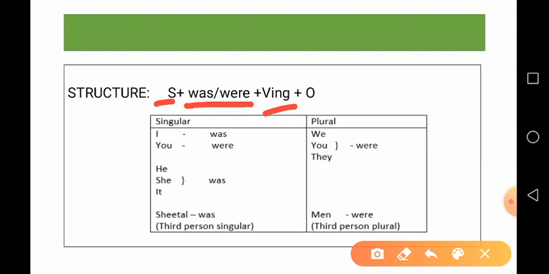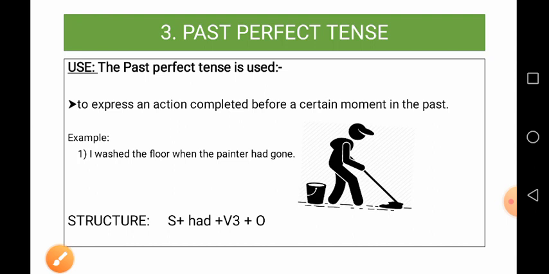Dear friends, can you tell me which one is a singular verb and which one is plural? Yes, was is a singular verb and were is a plural verb. So we use was or were and then verb ing and object when we write the structure of past continuous tense.